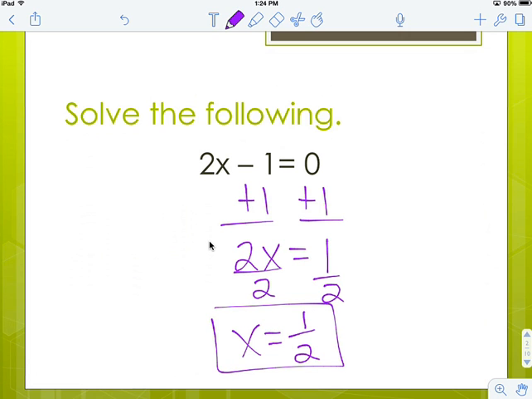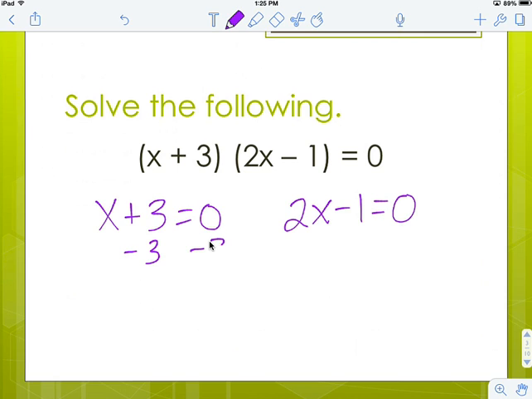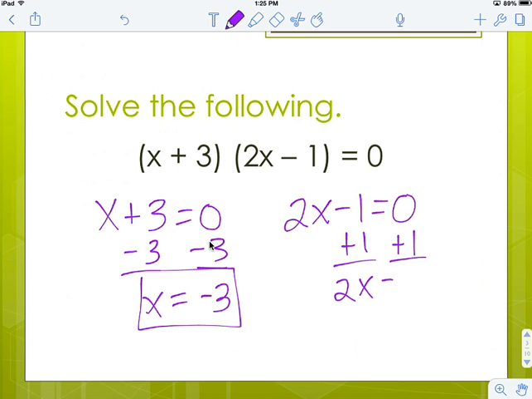You're going to follow the same rules here, except now you have two x's in one problem. So if x plus 3 times 2x minus 1 equals 0, then for this to be true, either x plus 3 is 0 or 2x minus 1 is 0. So if x plus 3 is 0, we subtract the 3, and x is negative 3. If 2x minus 1 is 0, we add the 1 to both sides, and then divide the 2, so x is 1/2. We have two answers to this problem.